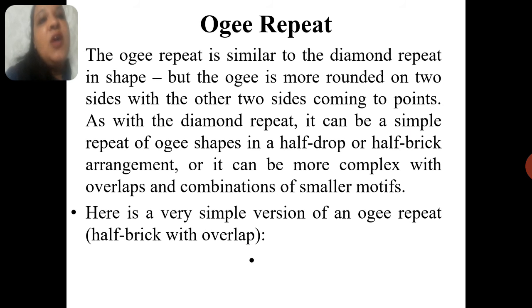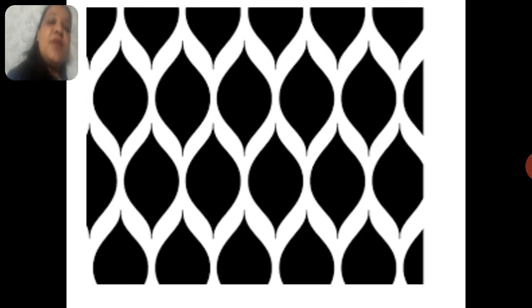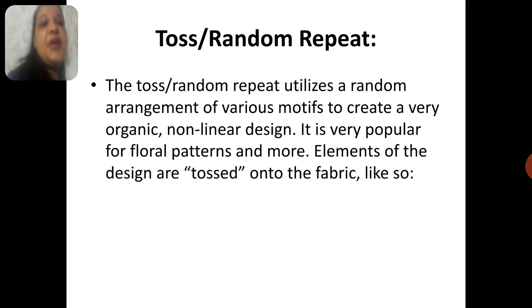Ogee repeat. The ogee repeat is similar to the diamond repeat in shape, but the ogee is more rounded on two sides, with the other two sides coming to points. As with the diamond repeat, it can be a simple repeat of the ogee shape in a half drop or half brick arrangement, or it can be more complex with overlap and a combination of smaller motifs. Here is a very simple version of an ogee repeat, half brick with overlap. This is a very interesting design of an ogee repeat.